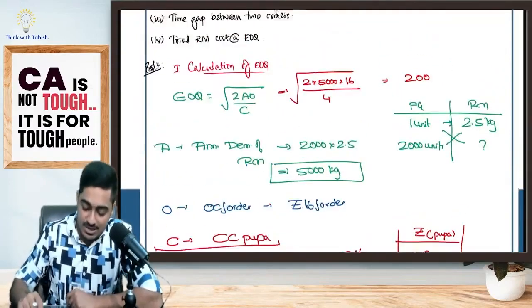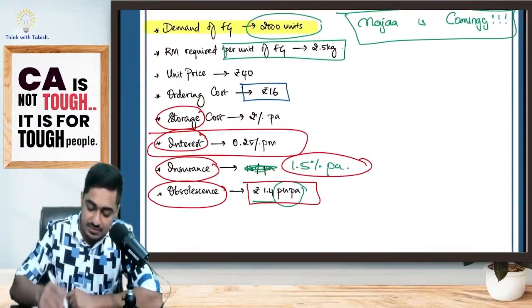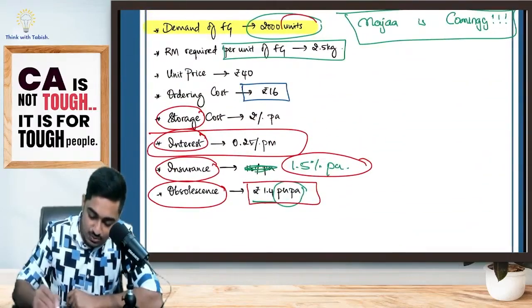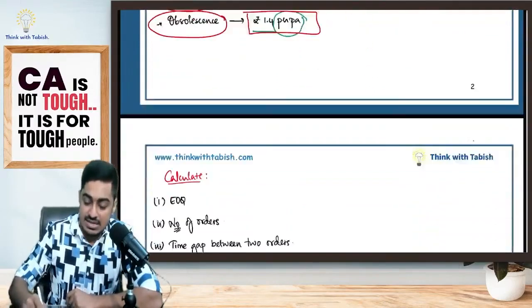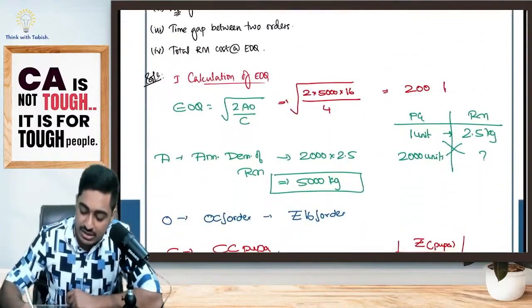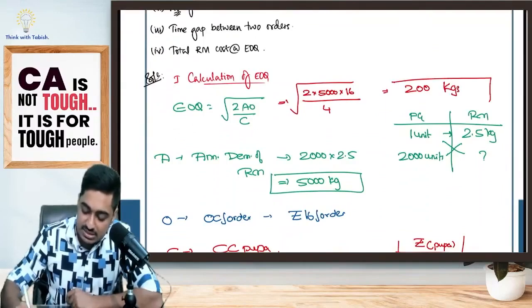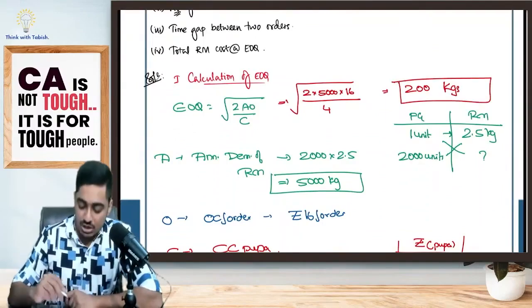No. Why no? I have made it very clear. I have to see how it is given. Raw material is given in terms of kgs. That means EOQ is 200 kgs. This is what presentation is all about.